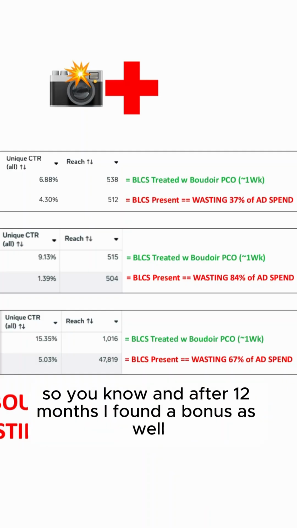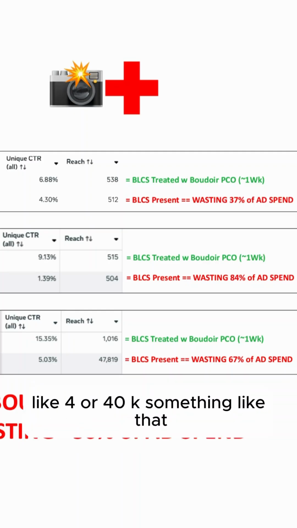So, after 12 months, that phantom bonus is what, like $40K, something like that.